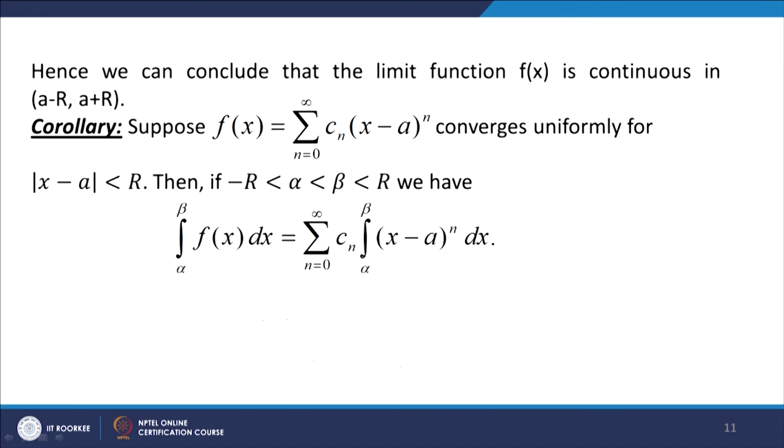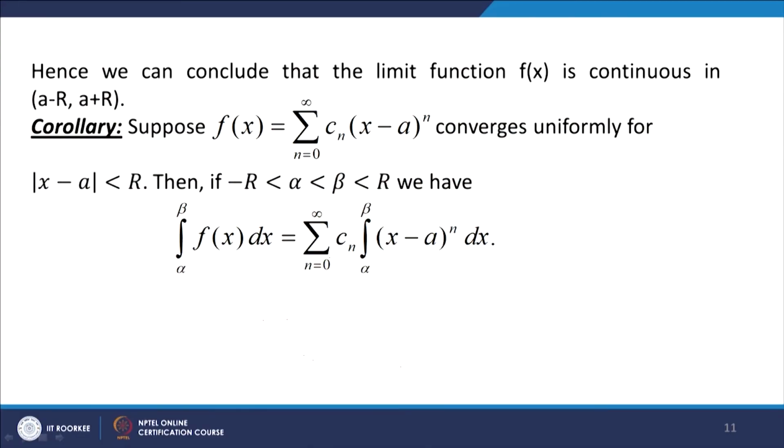alpha beta. This we know again from the theory of functions of a real variable, that if we have an infinite series which converges uniformly over a closed interval I, and the sum function is f x, then integral over I f x dx is equal to sigma n equal to 0 to infinity integral over I of the nth term of the series. So, here integral over alpha beta f x dx will be sigma n equal to 0 to infinity Cn integral over alpha to beta x minus a to the power n dx. So, the power series can be integrated term by term over any closed interval alpha beta contained in mod of x minus a less than r.